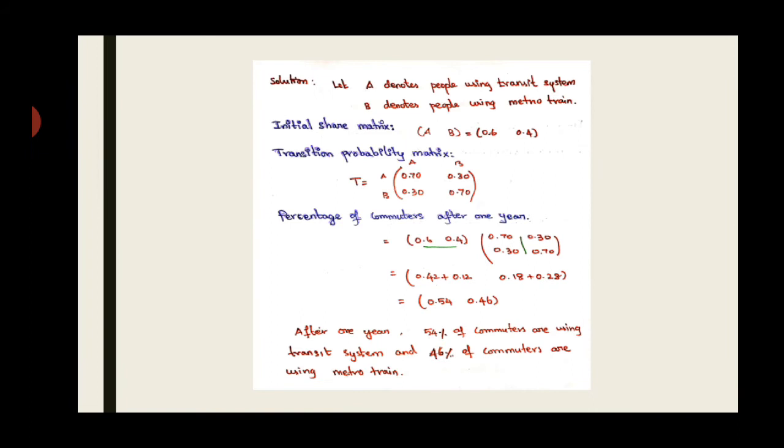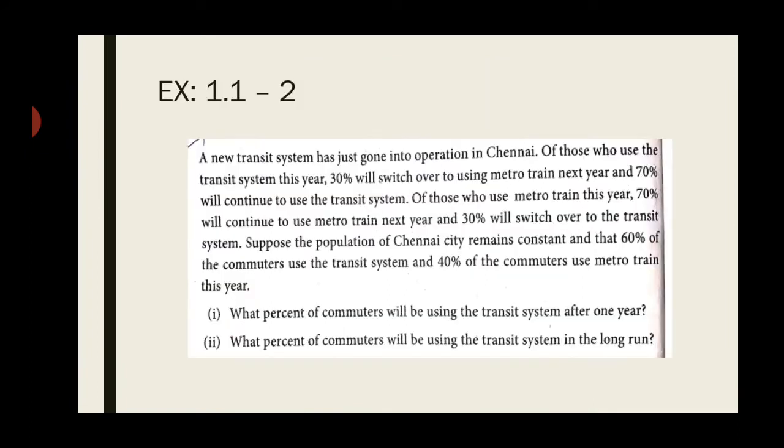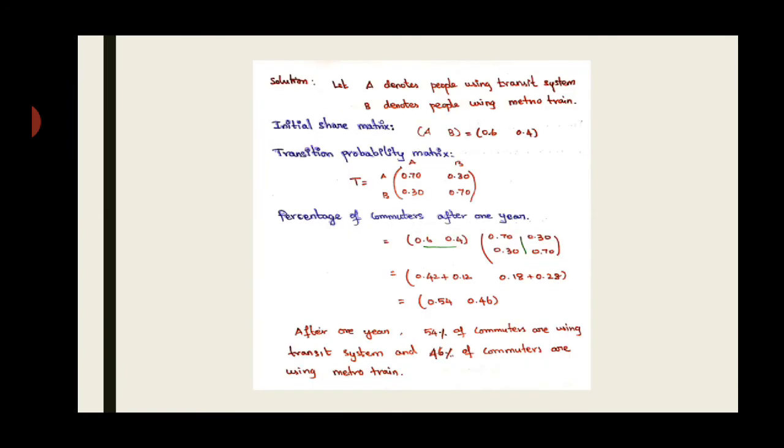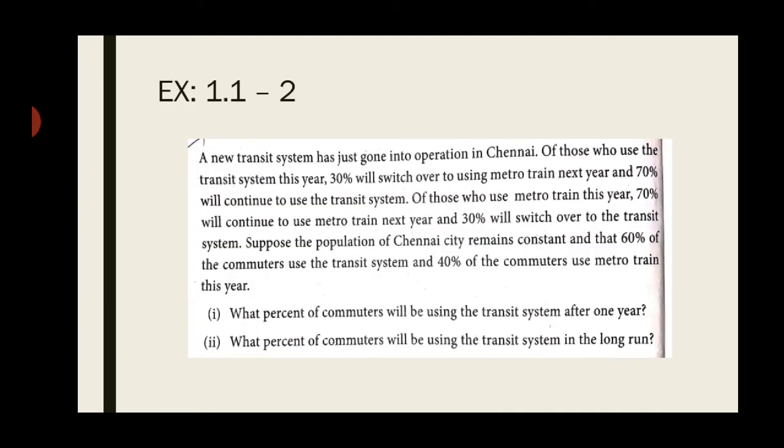So 0.60 can be shortly written as 0.6, and 40% of commuters are using metro train, so that is 0.4. So we now have the initial share matrix, and now we are going to write the transition probability matrix. This is most important. Listen, now read this line.